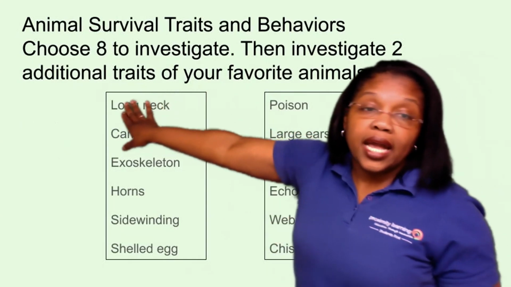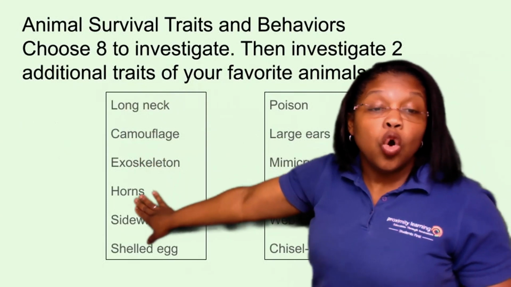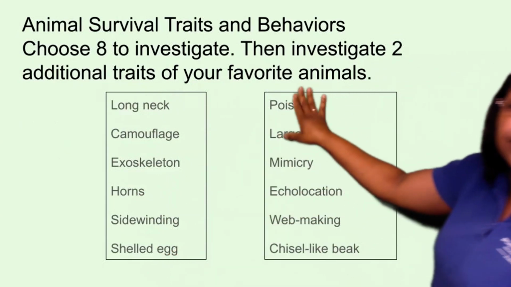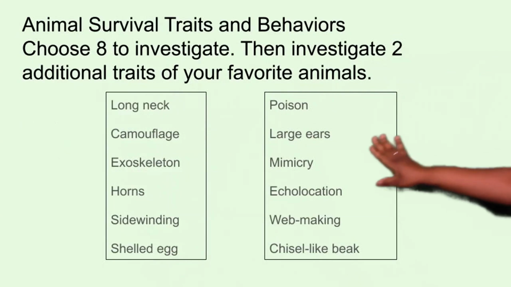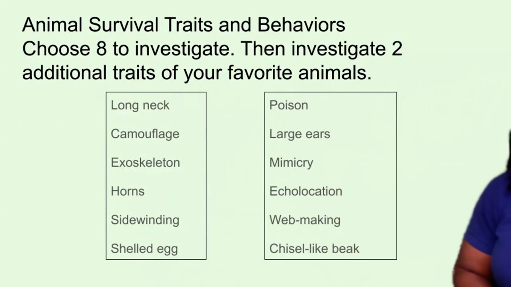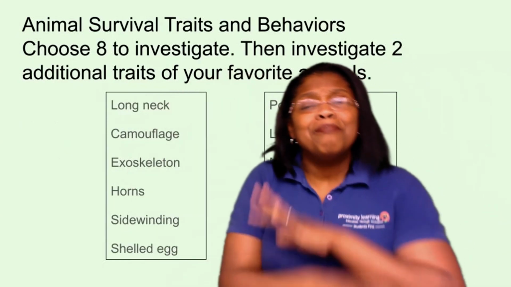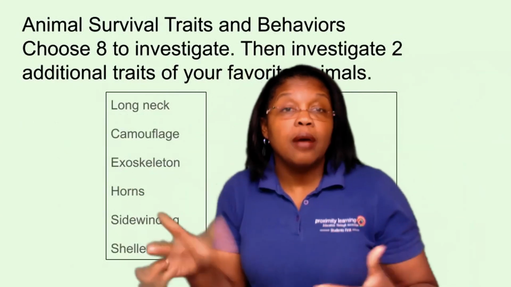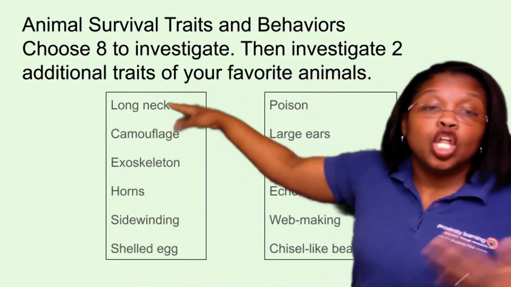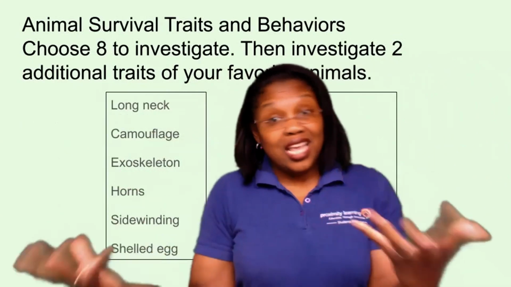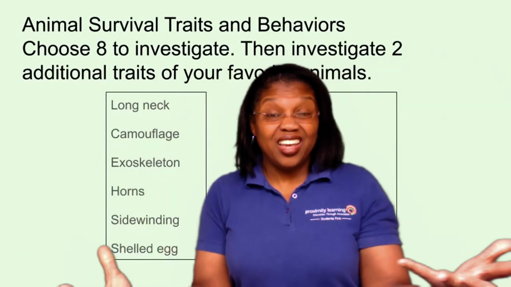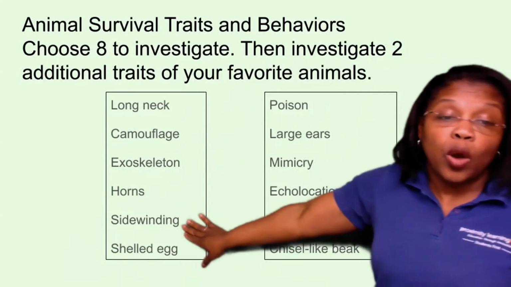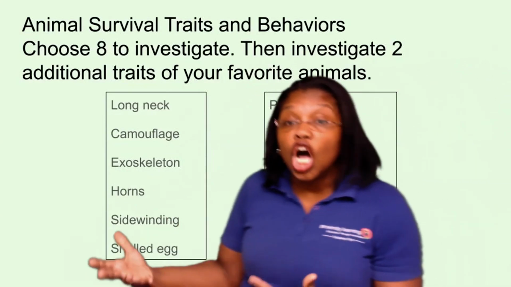We have long neck, camouflage, exoskeleton, horns, sidewinding. What's that? Okay. Shelled eggs, poison, large ears, mimicry, echolocation, web making, and chisel-like beak. So there are 12 basic animal traits and behaviors listed here. And of course, they're all kind of mixed up. So for instance, a trait would be like the long neck. That's something that the animal, it's a structural thing, right? An animal either has a long neck or it doesn't, right? So that's a trait that the animal has. A behavior would be like the sidewinding. That's something that the animal does, okay?